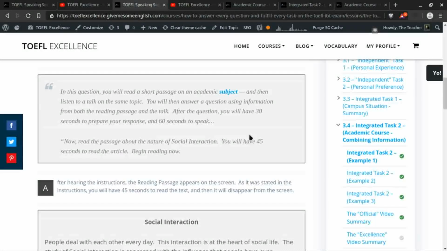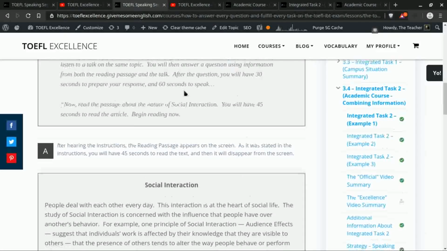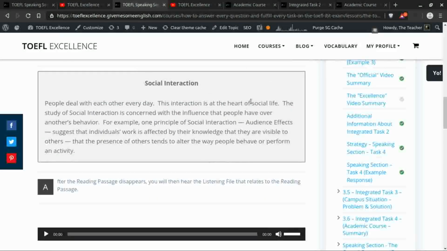So in that time that the directions are playing, you can take that time to just close your eyes, take a few deep breaths, and relax, because you're not going to be able to do anything until you actually see the reading passage. Now, the reading passage, as you can see, is about the same length as the last integrated task. It's a very short passage, and it just introduces some topic.